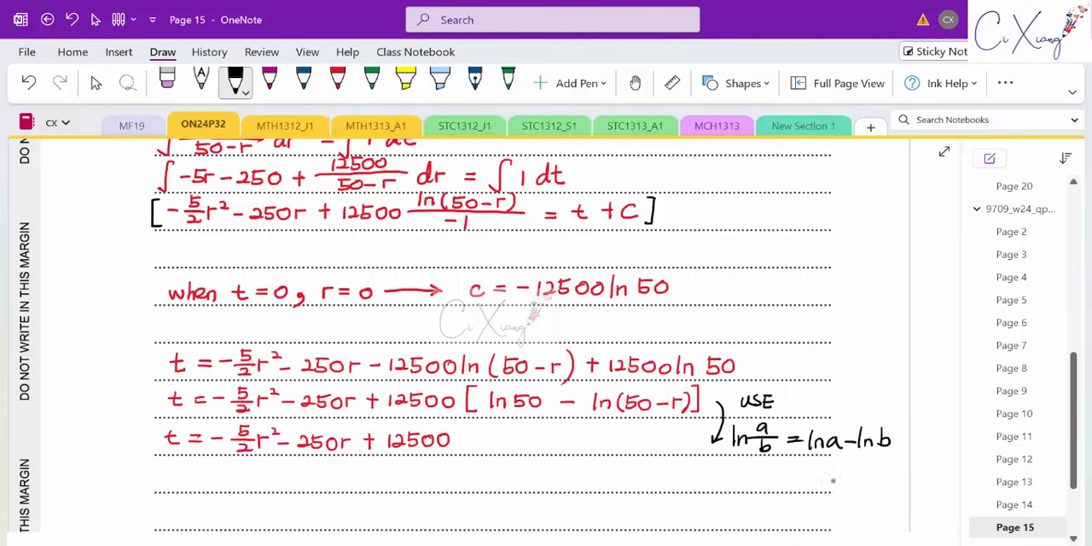So now I want to do it backward. I want to apply it in backward. So I'm having ln A minus ln B, and I want to combine it to become ln A divided by B. So by right hand, if I want to combine that, it will be ln of 50 divided by 50 minus r. Okay, so this is my general solution for this differential equation after I solve it.